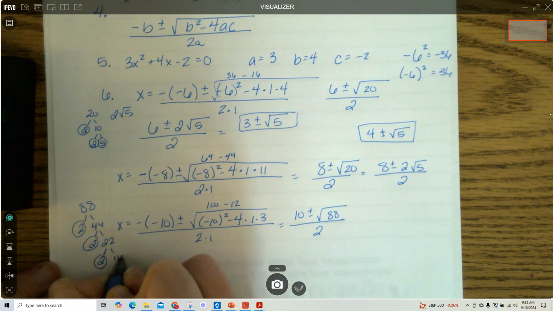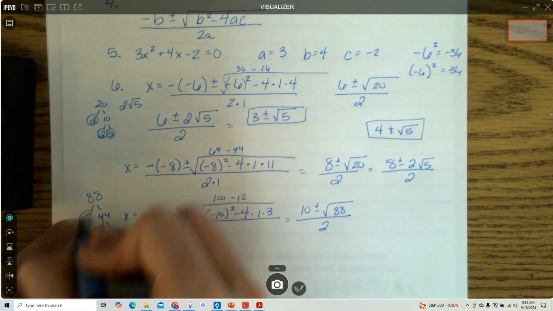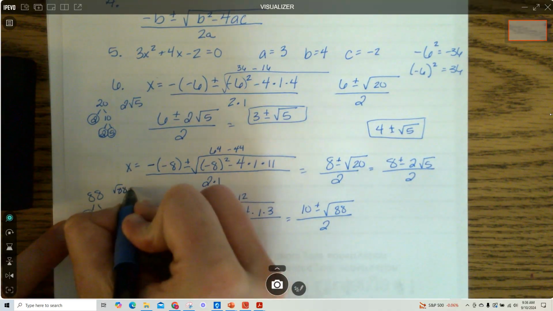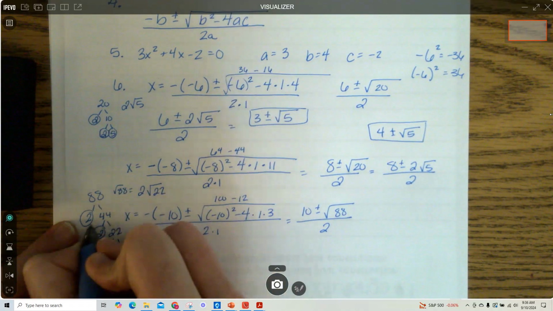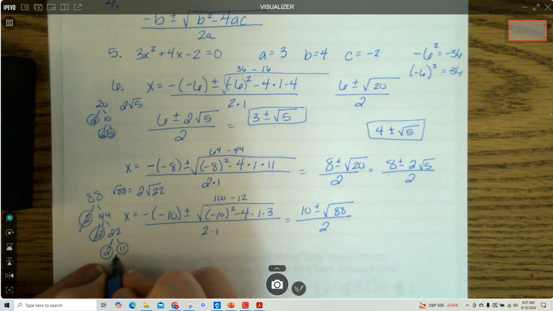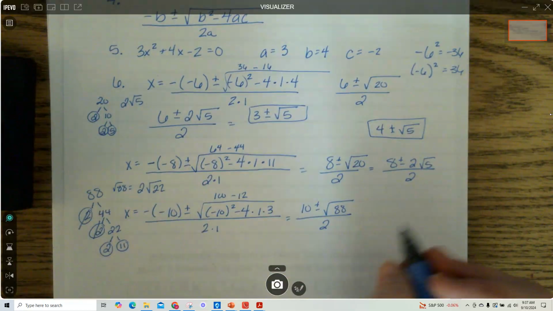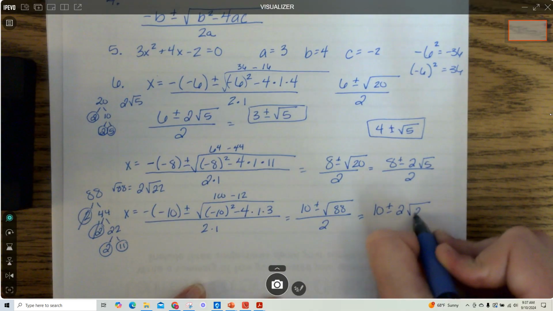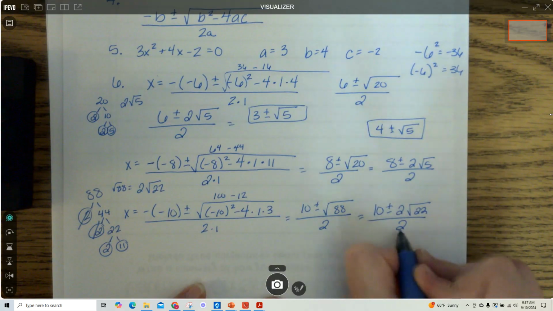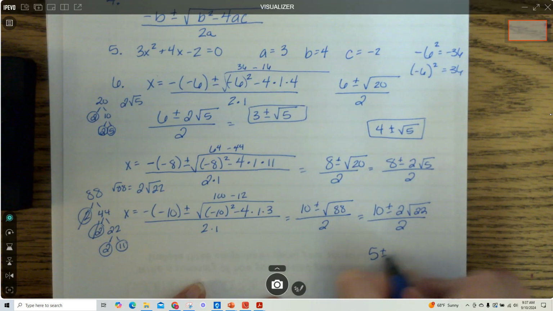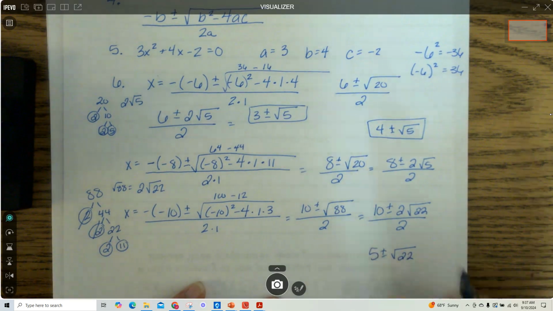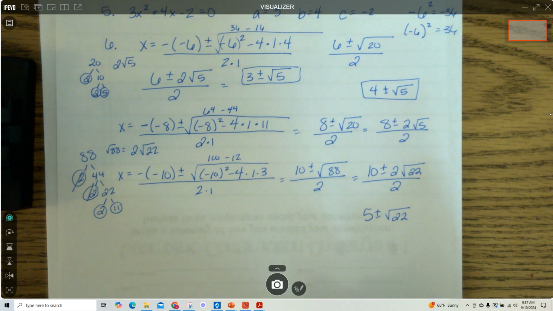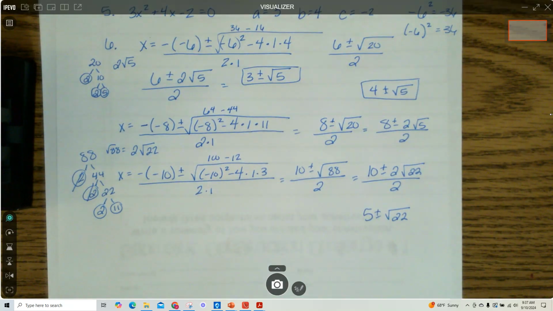44 is going to be 2 times 22. Yes. 2 times 11. So the square root of 88 is going to be 2 times the square root of 22, because I can pull these two out. That makes a square, and I'm left with these, so I multiply them back together. So I've got 10 plus or minus 2 times the square root of 22 over 2. 10 divided by 2 is 5. 2 divided by 2 cancels. Square root of 22. Fraction rules, biting you in the rear still.